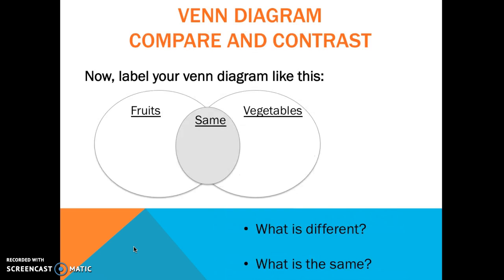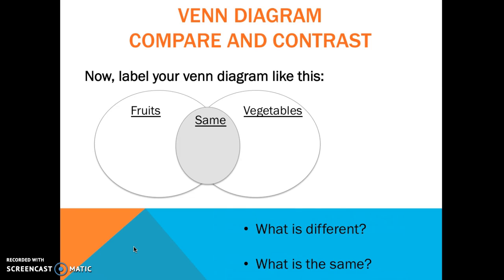Now we are going to label our circles. Here I have an example of what your Venn diagram should look like with the similarities or comparisons and the contrasts or differences of vegetables and fruits. I will be partnering you up, and you and your partner will be using your Venn diagram to compare the things that are the same and contrast the things that are different.